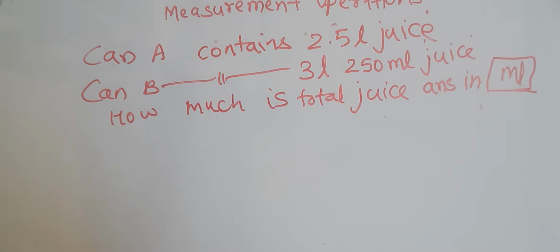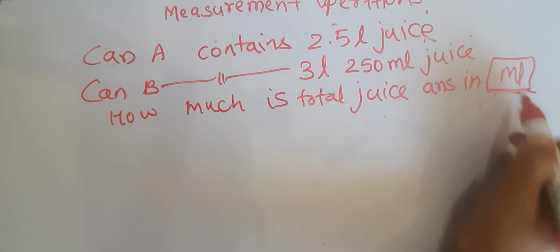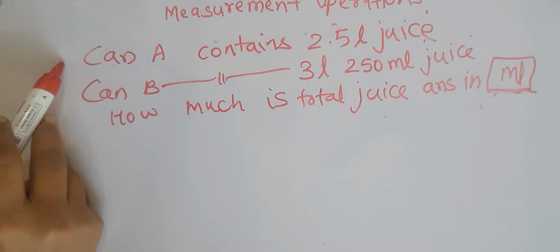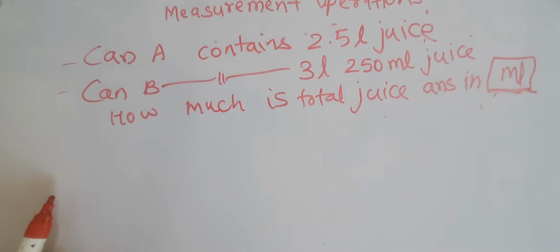You have to keep this in mind, because what students do is they solve the problem rightly and get the correct answer, but they do not write the answer in the format that is asked. As per habit, we have a habit of converting into a proper unit. We don't concentrate on what they have asked, so you should always keep this in mind. Now we know can A has this much, can B has this much, and they two are mixed, so we'll perform the addition operation.